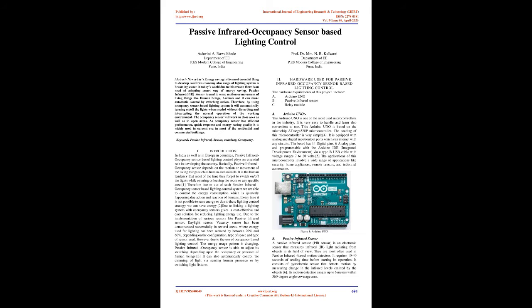Passive infrared, PIR, sensor is used to sense motion or movement of living things like human beings, animals, and it can make automatic control by switching action. Therefore, by using occupancy sensor-based lighting system it will automatically turn the lights on/off when needed without disturbing and interrupting the normal operation of the working environment.